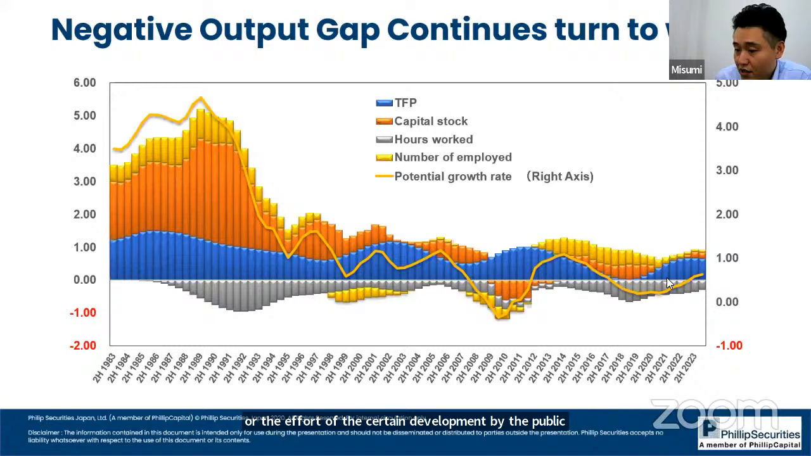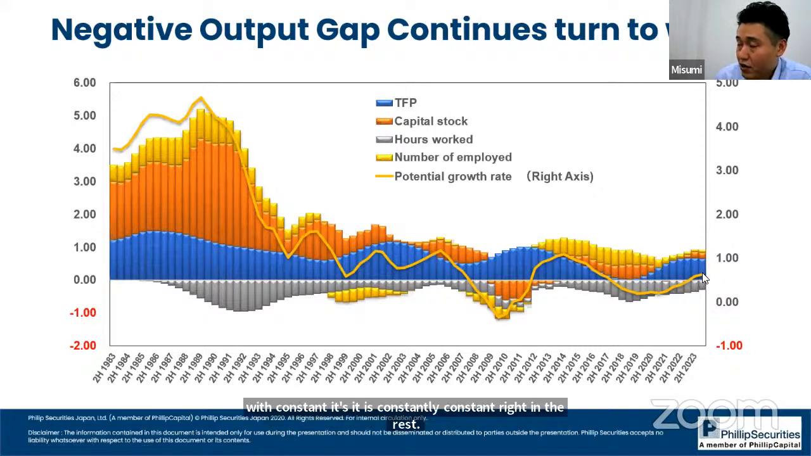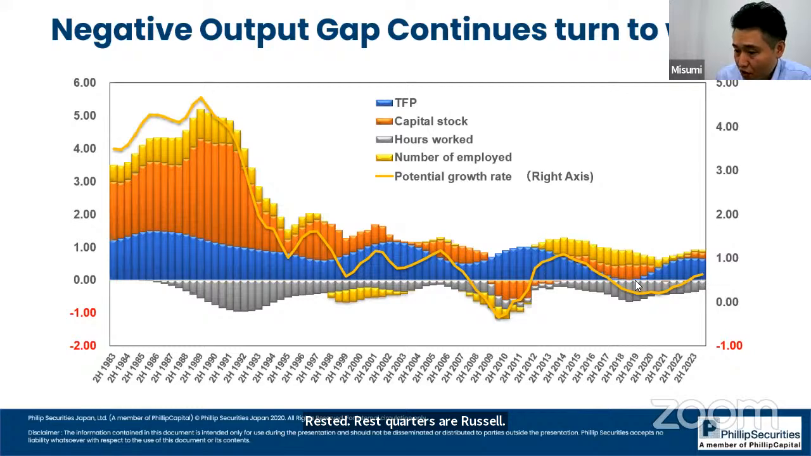We see that this blue one is positive, but not strong. But it is a constant rate in the last six quarters, the last half year, and the potential growth rate also tends to be positive in recent years.